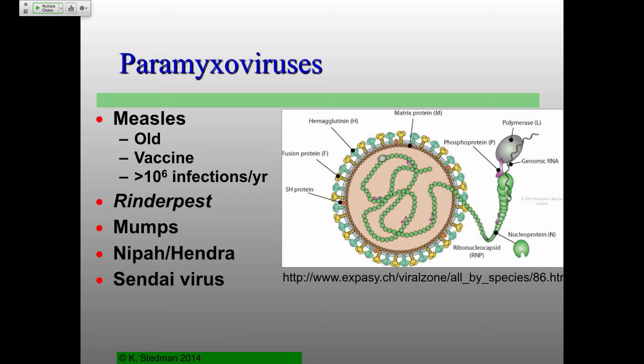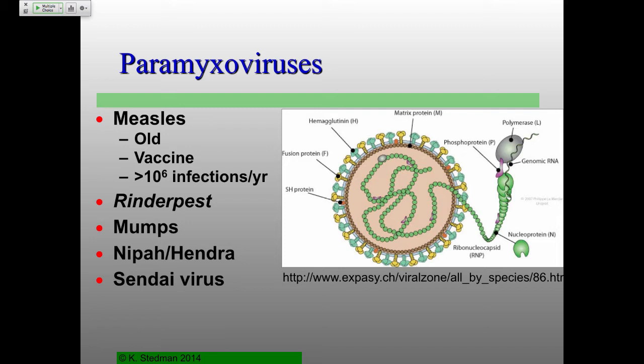Paramyxoviruses, the best known of these is measles. Measles has been around for very long periods of time, certainly most of written history as far as we know. There's a really good vaccine for it, but nonetheless, there are millions of infections that happen every year. We'll talk a lot more about measles and measles vaccines in the next couple of slides. There are a couple of other paramyxoviruses.